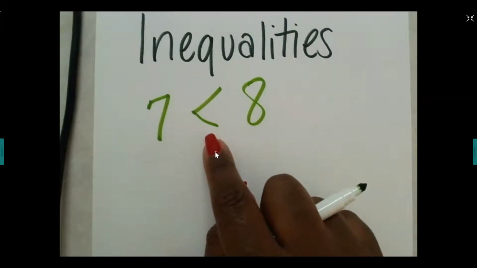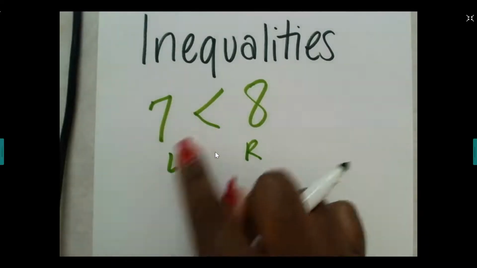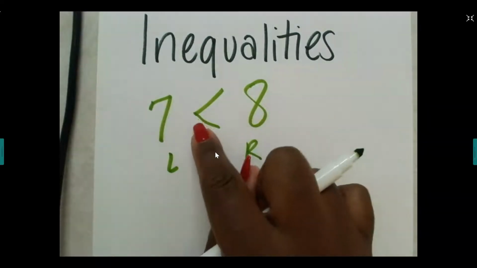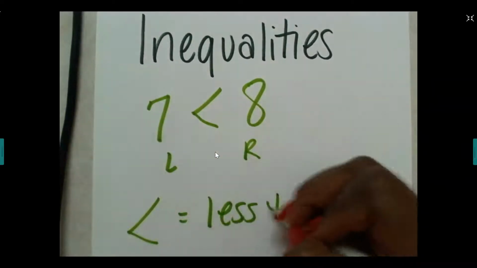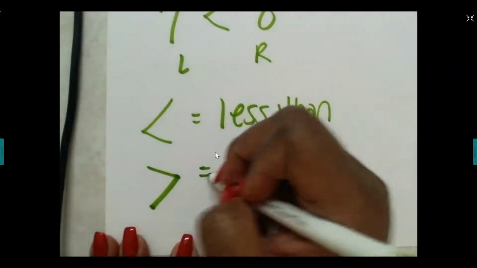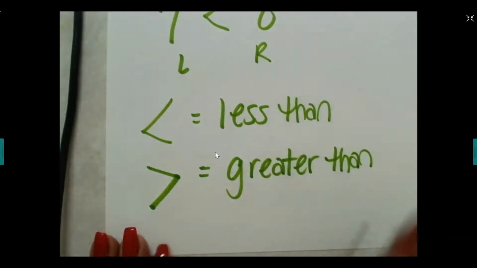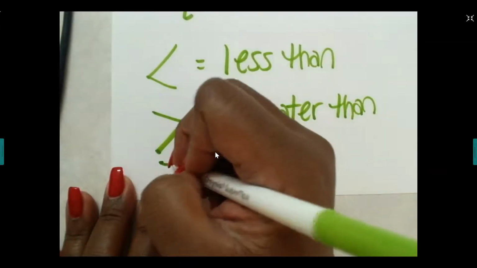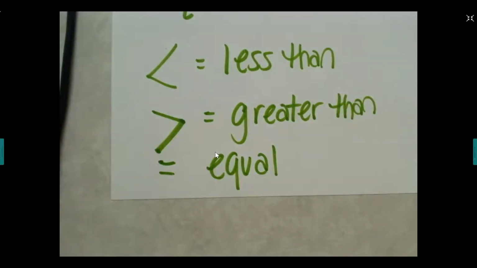Remember, this is an inequality sign. You've seen these in 4th and 5th grade. And we read an inequality sign from left to right. So because this is going from left to right, this is the less than sign. This is our greater than sign. And of course, our equals to, it definitely just means equal, okay? Please pause this video now.